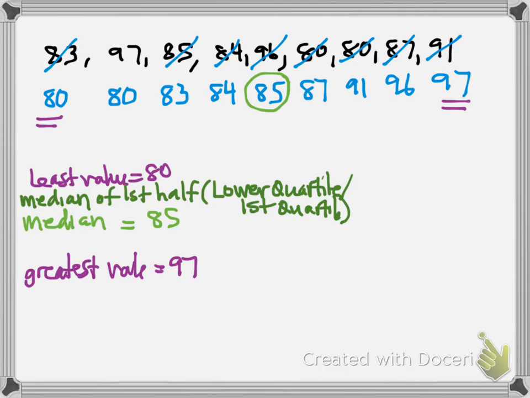So what I'm going to do is look at how many numbers I have in the first half. I have 4, because remember that 85 is not included because it is the median. So I have to split this into two equal parts. My lower quartile is going to be between 80 and 83. When it falls between two numbers, I just find their mean. So I add them and divide by 2. I get 163 divided by 2, which gives me 81.5. Okay?